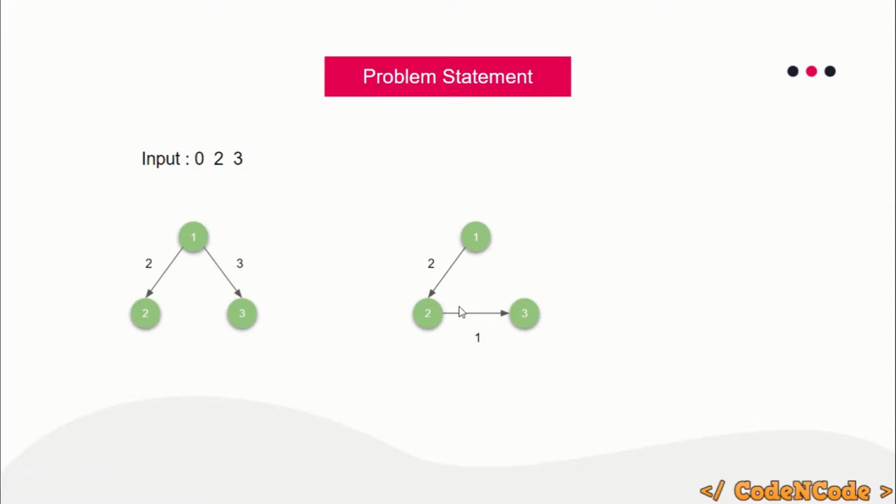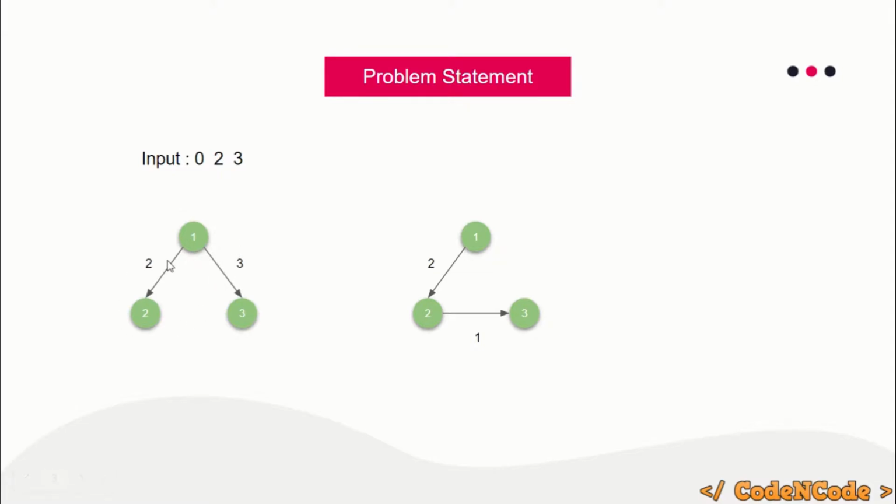There are many possible constructions of the graph, and we have to make sure that they are all valid. We have to construct a graph in such a way that the shortest path from node 1 to node 2 is 2, and the shortest path from node 1 to node 3 is 3. The second thing we need to take care of is that the overall sum of the edges should be as minimum as possible.